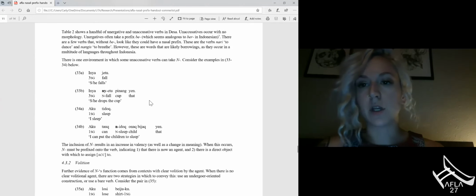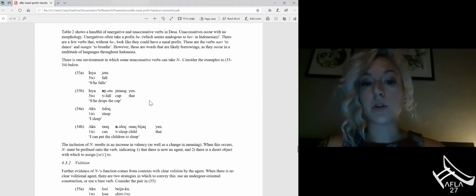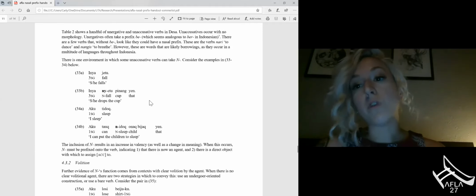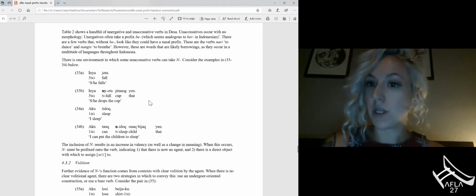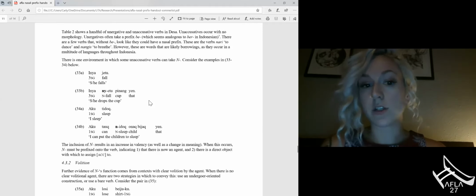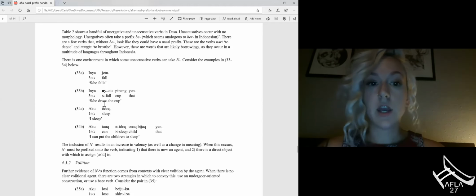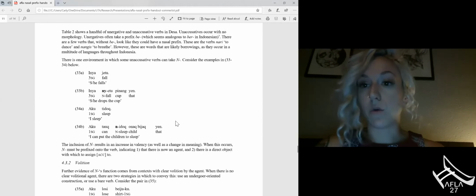Adding the nasal prefix seems to require not only that we now have an agent, someone who's actually doing this action, but we also have a direct object. And this would follow with my analysis of N, because we now are introducing an external argument that has volition, as well as a direct object to assign accusative case. And this is the same for something like tido, sleep as well, which we see in 34a and 34b.